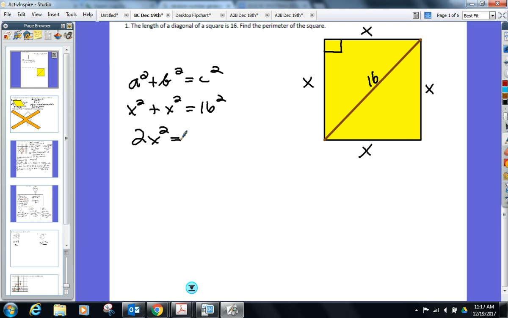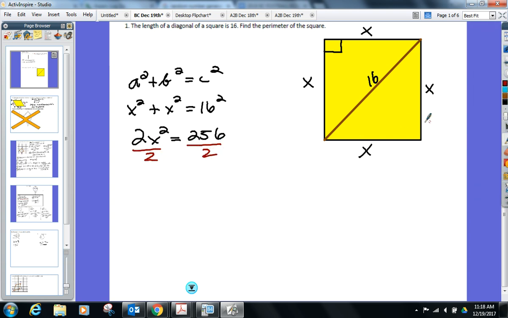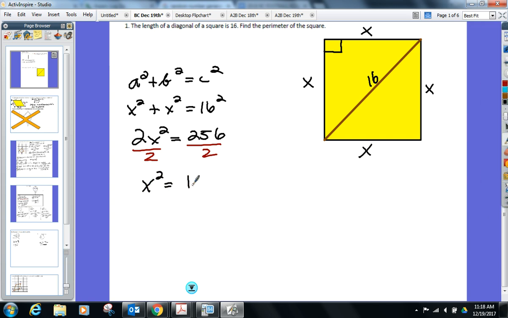16 squared. What do you want to do from here? Not yet. Not yet. You can't, because here's the reason why. You don't want to take the square root of 2x squared. You do want to divide first by 2. Go ahead, everybody. Yep. Take the calcs. What do I have? 128. Yeah.